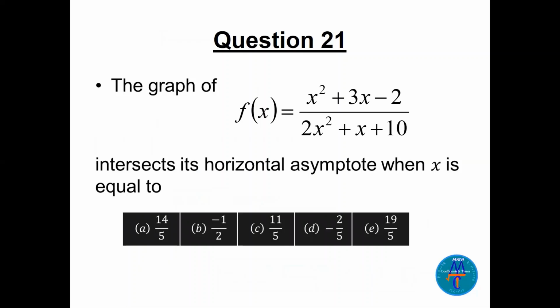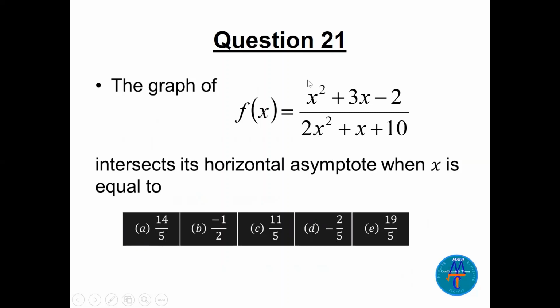This is a rational function. The graph of this, x squared plus 3x minus 2 over 2x squared plus x plus 10, intersects the horizontal asymptote when x is equal to, multiple choice here, 14 over 5, minus half, 11 over 5, minus 2 over 5, 19 over 5. What do we do here?